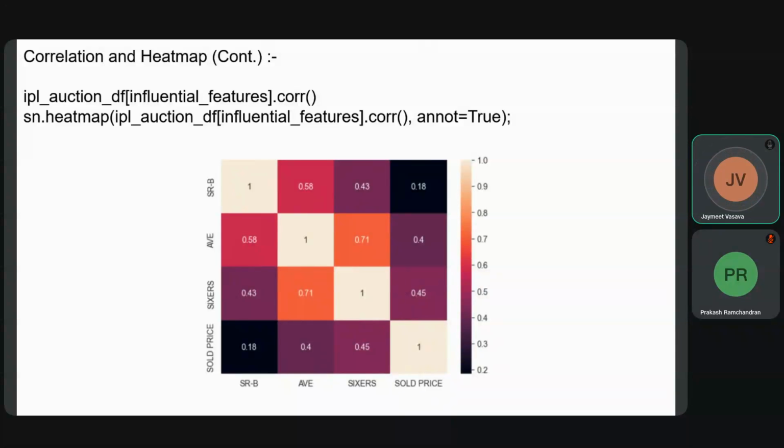You can see that the number of sixes and the average are getting the value of 0.7, so you can say that they are highly correlated. Whereas the value for average and selling price is only 0.4. The value for strike rate and sixes is 0.43. So you can say that these values don't have much correlation between them.